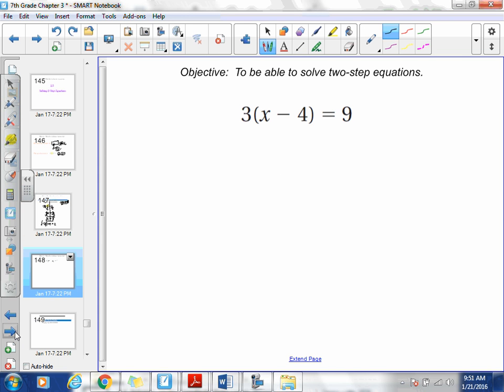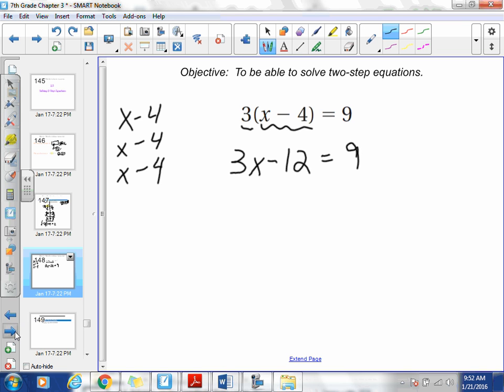Okay, we did one like this yesterday. There are a couple ways we can solve two-step equations like this. Yesterday what we did is we said, oh, we have 3 x minus 4s. So we did x minus 4, x minus 4, x minus 4 with our algebra tiles, and we said altogether that's 3 x's minus 12, and that equals 9. If you do it that way, you're distributing first. You're saying, oh, this is 3 times everything in the group, 3 x's and 3 4's.